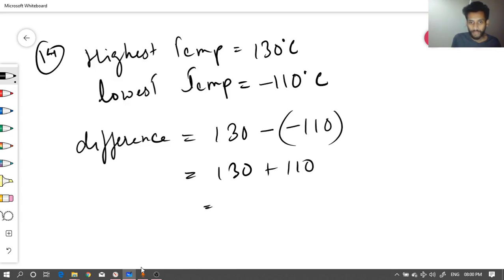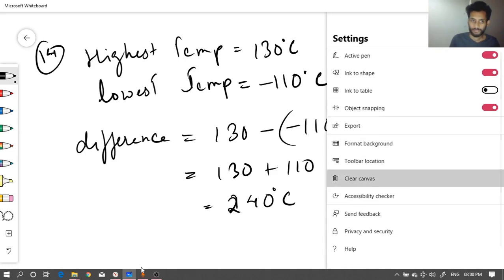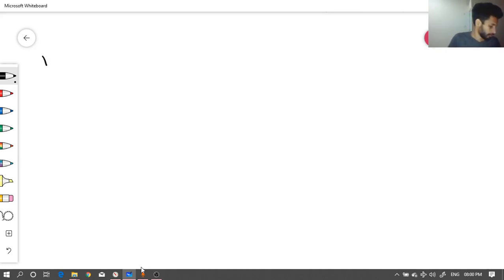After that, 240 degree centigrade. Now don't get confused why I have the plus here. Just see this, we are minusing one quantity from another quantity. The next quantity is minus, so it became plus. We actually did not do plus, we did minus. Okay, we actually did minus, but the result was plus because of the properties we had. Okay, now question number 15.